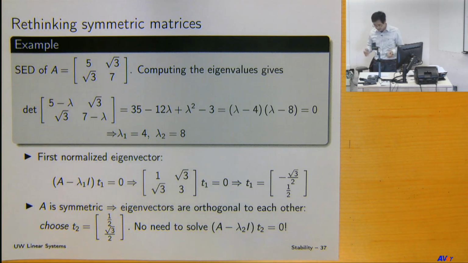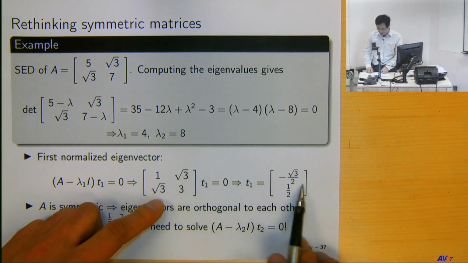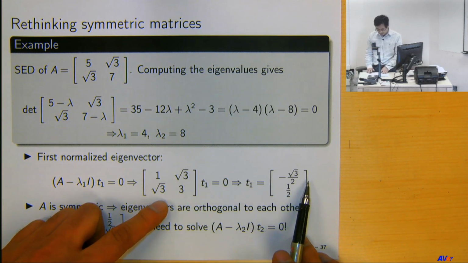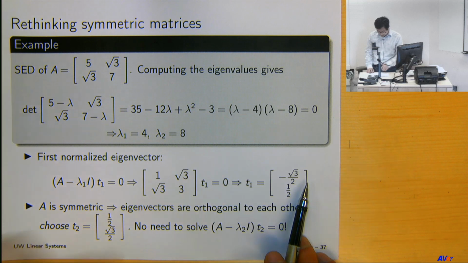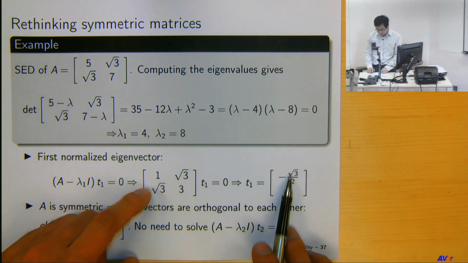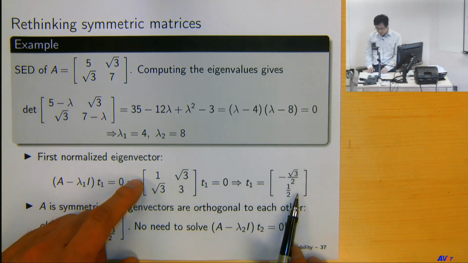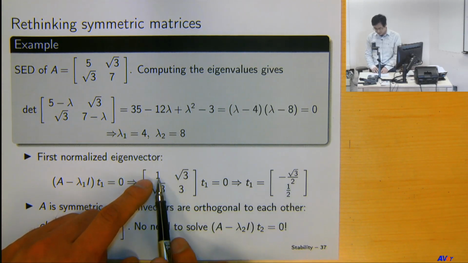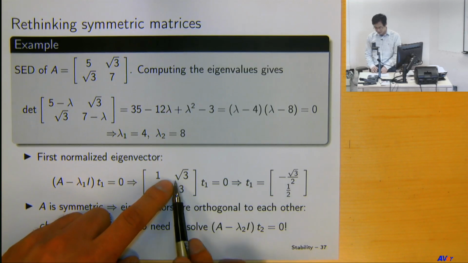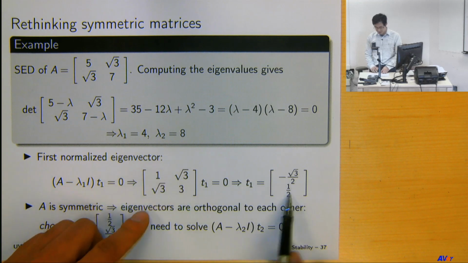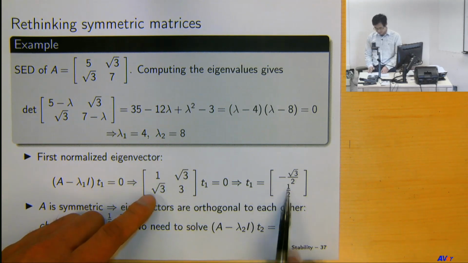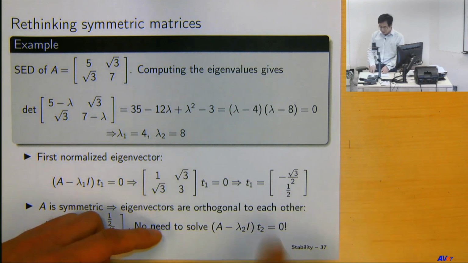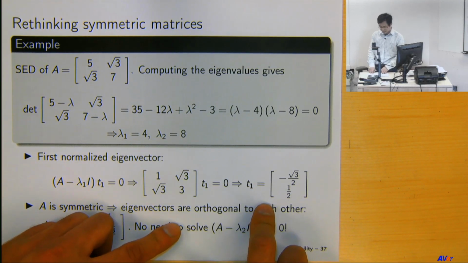So you can pick, for example, this one, right? You can pick negative square root of 3 divided by 2, and then half. So first row times this column is going to give you 0. 1 times this plus this times this can give you 0. Same thing for the second row here. So you get 1 eigenvector.